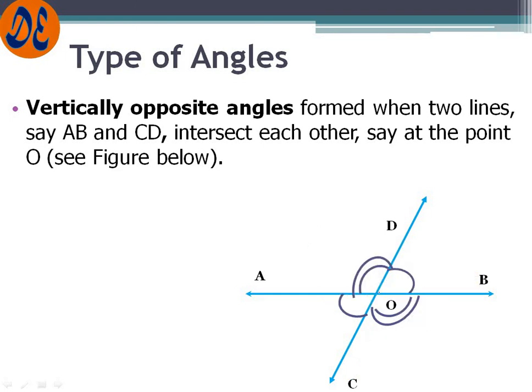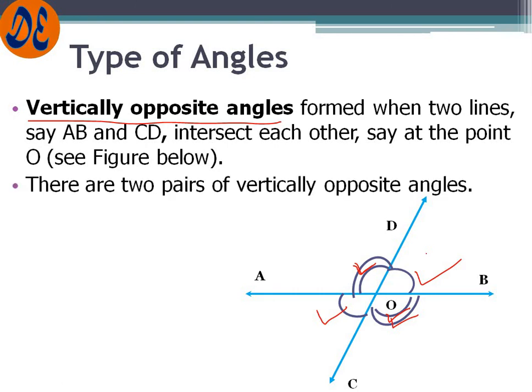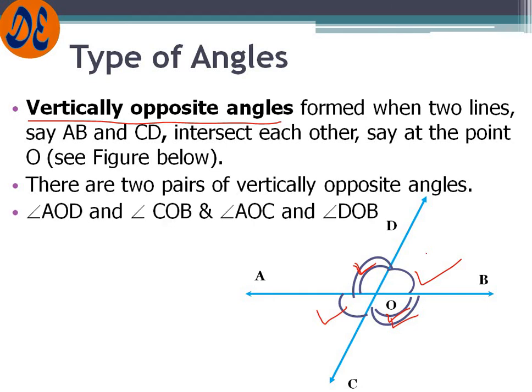Here a technical word is given: angles opposite to one another. Now this angle and this angle are called vertically opposite angles. Similarly, this and this angle will be called vertically opposite angles. So there are two pairs of vertically opposite angles whenever two straight lines intersect each other.